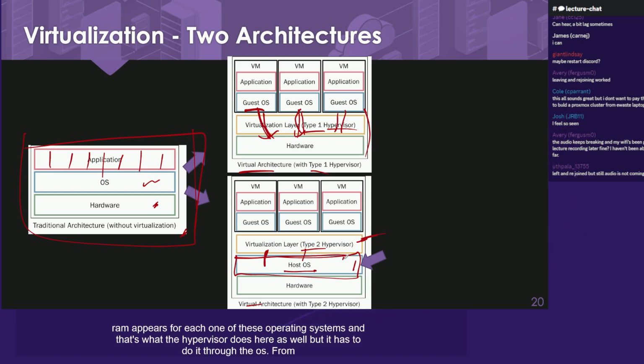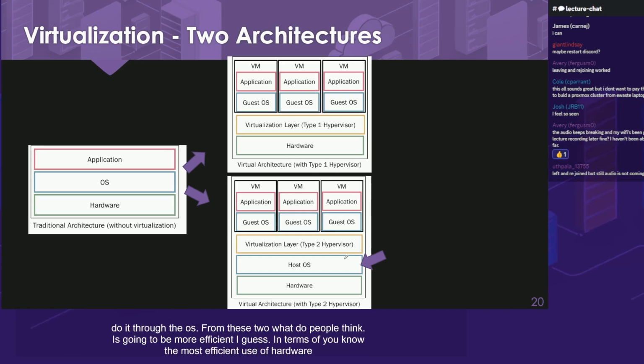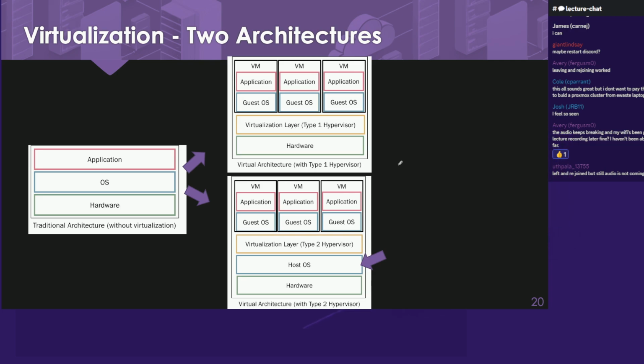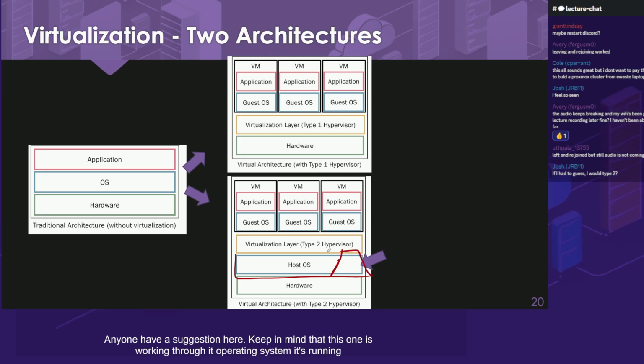From these two, what do people think is going to be more efficient, I guess, in terms of the most efficient use of hardware? Anyone have a suggestion here? Keeping in mind that this one is working through an operating system. It's running potentially a heavy operating system.